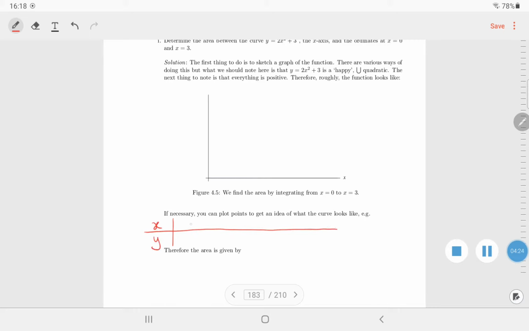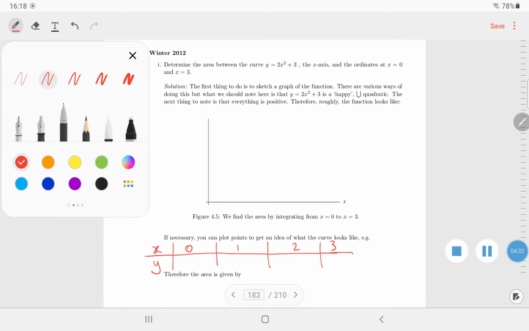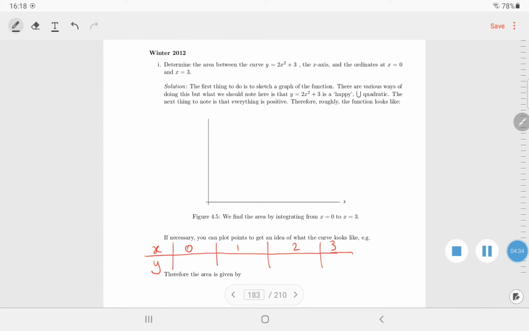So let's look at x equals 0, x equals 1, x equals 2, and x equals 3. We'll substitute those x values into 2x squared plus 3. This one will get 2 times 0 squared, which is 0, plus 3 is 3. The next one is 2 times 1 squared, that's 2 times 1, which is 2, plus 3 is 5. And the next one is 2 times 2 squared, that's 2 times 4, which is 8, plus 3 is 11.